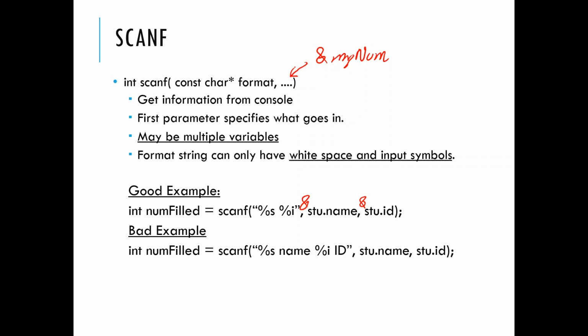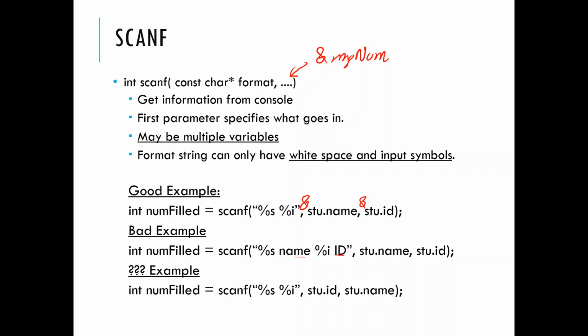What would be a bad example of scanf would be if I put in anything other than the fields I'm filling in. I can't put something called name or carriage return or anything like that. Actually, I might be able to take a carriage return, but I'm only able to take in particular variables, and white spaces are effectively ignored. So it will take in some student name, student ID, but if I put the word name in there, it's going to give me a syntax error. It's not going to compile.